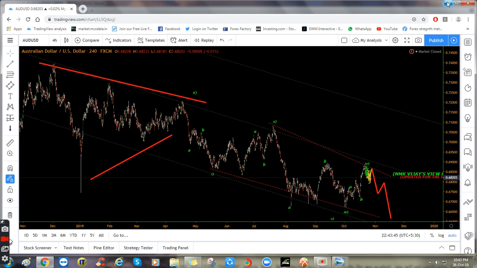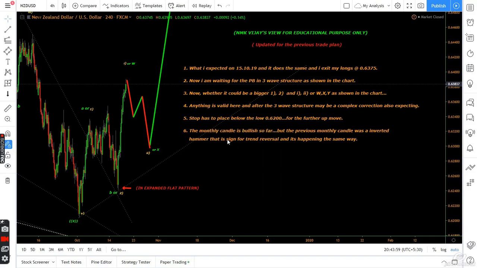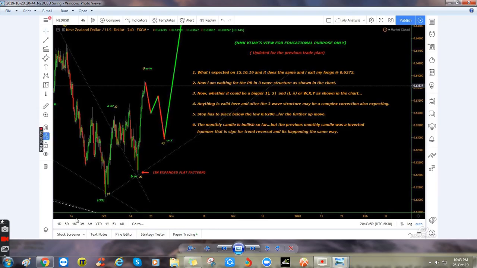What we will do next is the Australian dollar and New Zealand dollar. This is my last week's analysis. I thought 1, 2 and 3, or I expected a 3-wave pullback. So if it comes there, it will become a W or 1. If it finishes this, it's a 2. The same pullback I expected, it's doing that pullback. After that we will see how it goes.